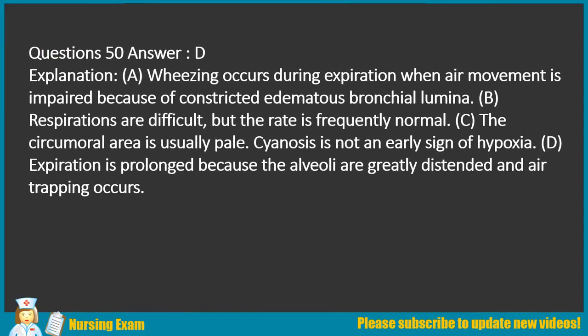Question 50 Answer: D. Explanation: A. Wheezing occurs during expiration when air movement is impaired because of constricted edematous bronchial lumina. B. Respirations are difficult, but the rate is frequently normal. C. The circumoral area is usually pale. Cyanosis is not an early sign of hypoxia. D. Expiration is prolonged because the alveoli are greatly distended and air trapping occurs.